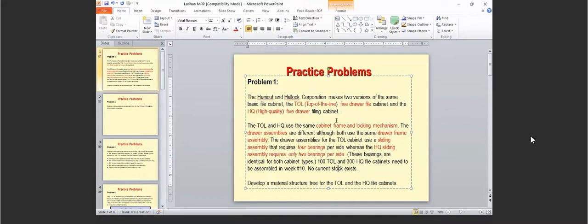So the number of components that we have here: 1, 2, 3, 5. Yes, 5. So we have 5 here, right? So let's develop the product structure tree together.